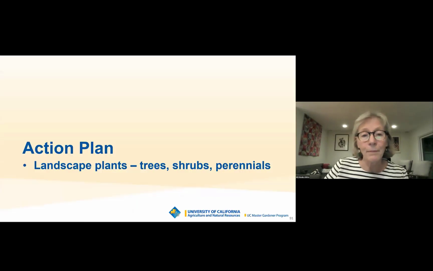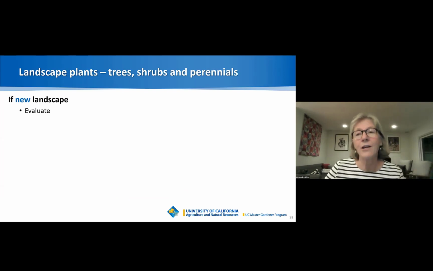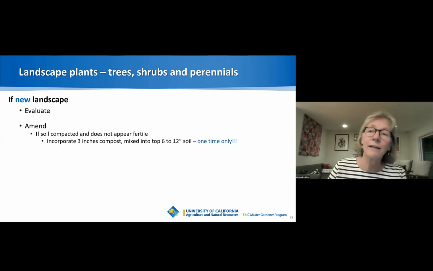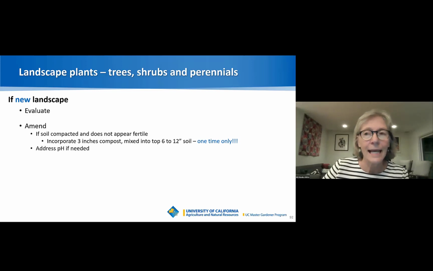So what about landscape plants, trees, shrubs, and perennials? If you have a new landscape, then take a look and evaluate. Test for nutrients and pH, and amend the soil, especially if it looks compacted and does not appear fertile. Then incorporate 3 inches of compost and mix it into the top 6 to 12 inches of soil. One time only. Remember, we want to till or mechanically turn the soil as little as possible, but the first time you're looking at an area, you might need to do that. And address the pH at the same time if your soil test indicates that that's necessary.